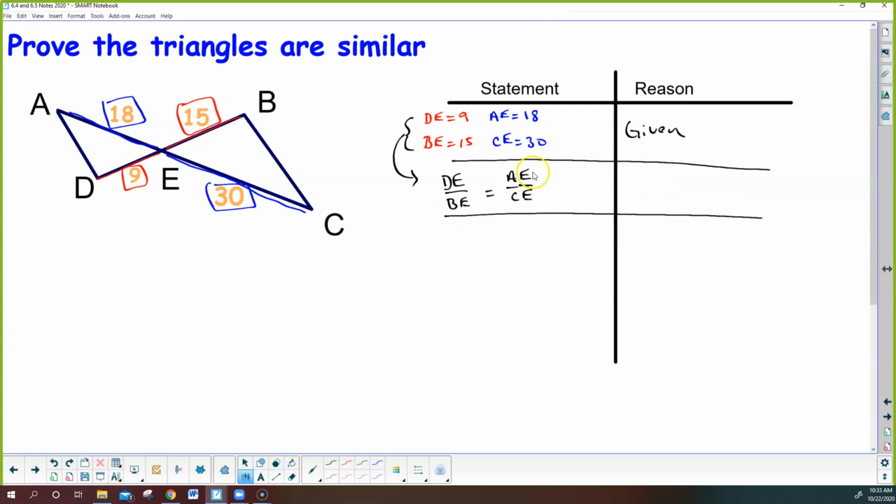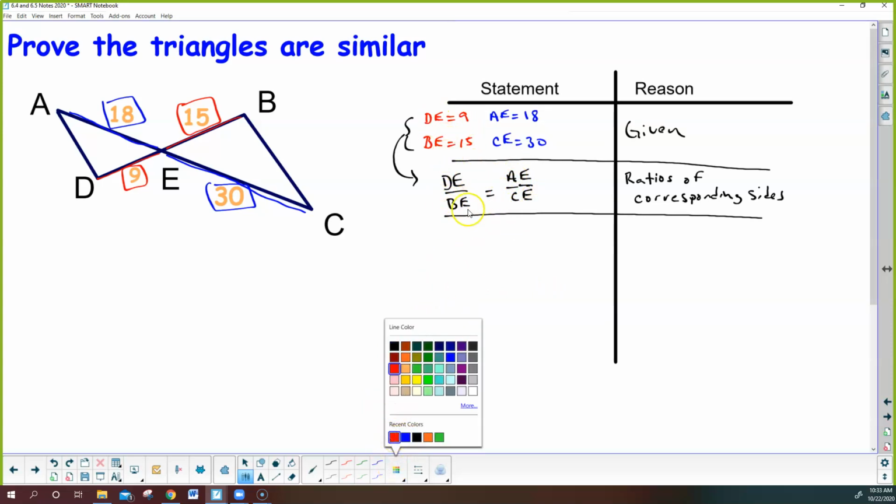All right, well, why were we allowed to do that? We set up ratios of corresponding sides. So when sides go together, small to small, big to big, that's called ratio of corresponding sides. That's key because now that I have it written out in words, we can just substitute it right in.